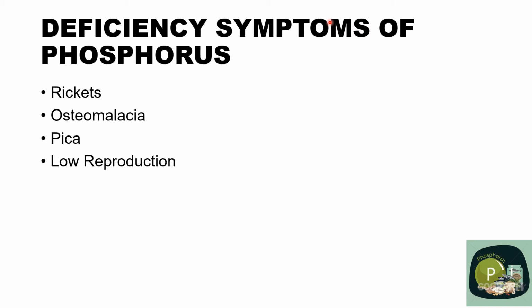Then, another one is low reproduction. Low dietary intake of phosphorus is associated with poor fertility as well as other dysfunction of the ovaries, and then irregularity of secretion of hormones like estrogen. So, those are the symptoms of low reproduction. That is caused by low levels or deficiency of phosphorus.